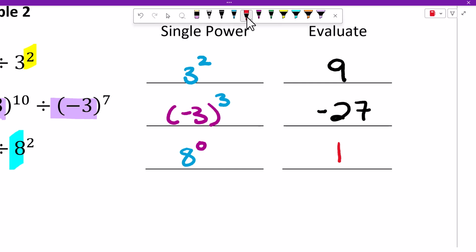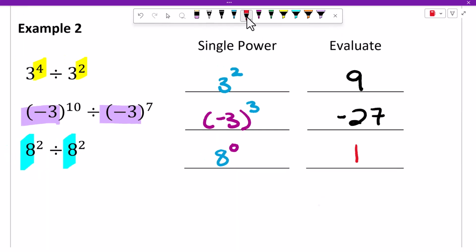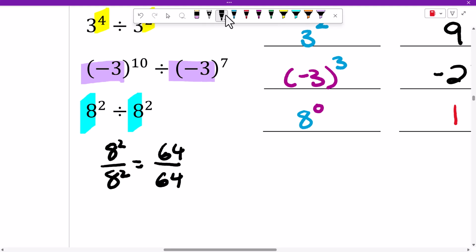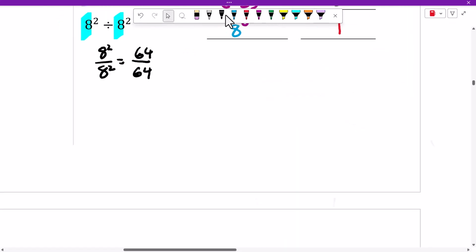And the reason why, let's go back to the division statement here. We have 8 squared over 8 squared. So if we calculated that out, instead of simplifying with the powers, on the top is 8 times 8, which is 64. On the bottom we have 8 times 8, which is 64. And what are we doing? 64 divided by 64, which is 1. So we'll talk more about that in a future lesson.